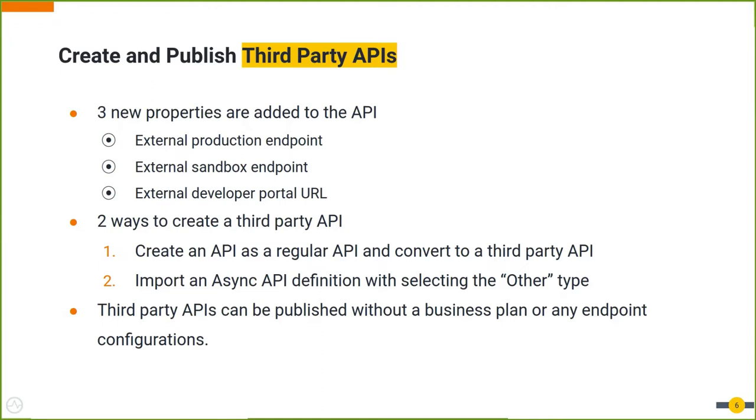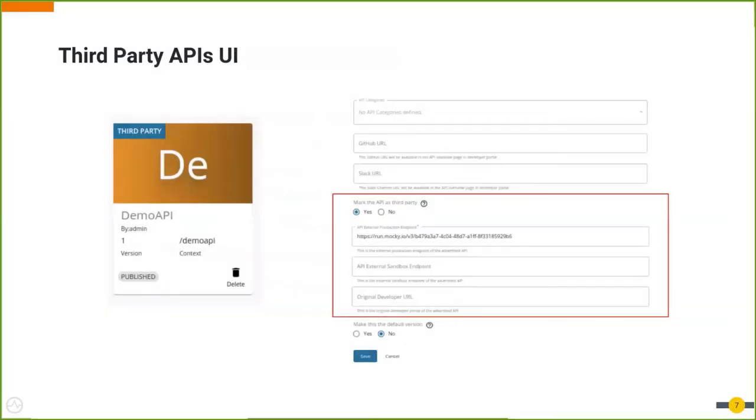Third-party APIs can be published without a business plan or any endpoint configurations, unlike regular APIs. In the publisher, an indicator is added to the API thumbnail to indicate that the particular API is a third-party API. And for all the APIs, the API can be converted to a third-party API using the highlighted section, and the external API information can be provided there as well. This section resides in the basic info page for an API.